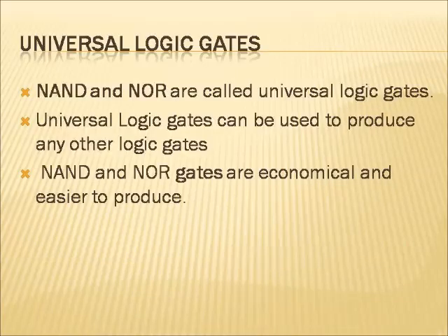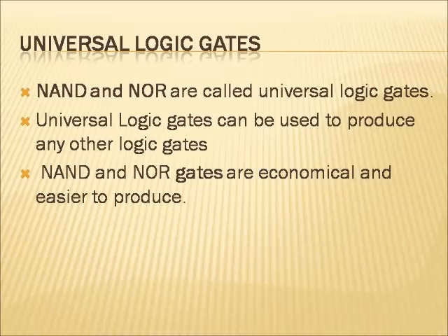Okay, we have seen the basic logic gates. That is, we have seen the details of the AND gate, OR gate, and NOT gate. Now we are going to learn about the universal logic gates. So first, let's see what the universal logic gates are. There are two logic gates, namely NAND and NOR, that are called the universal logic gates.